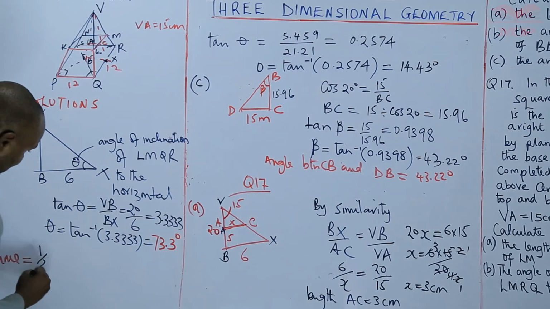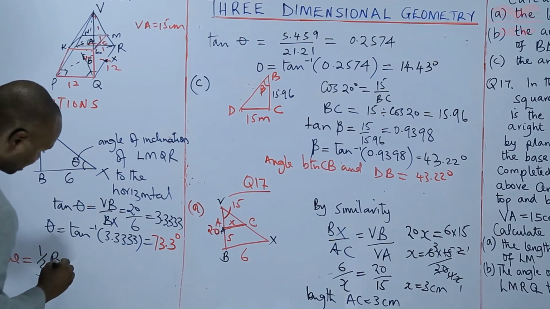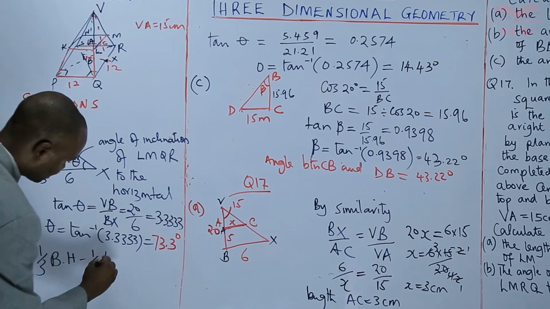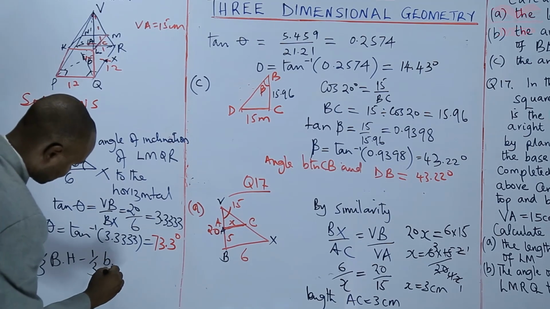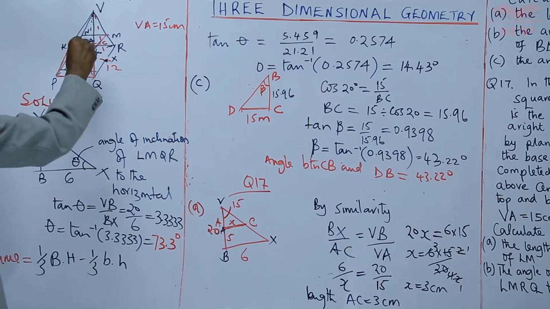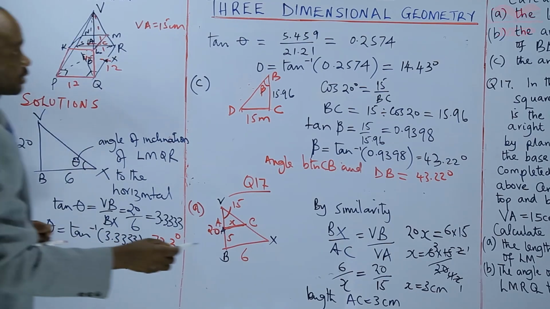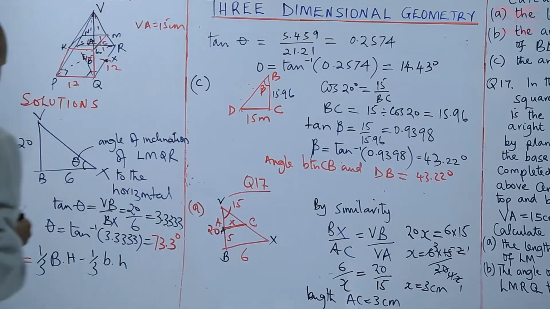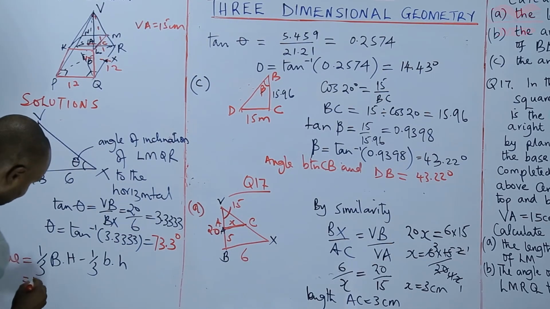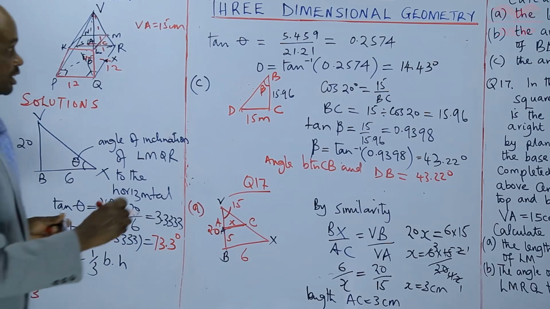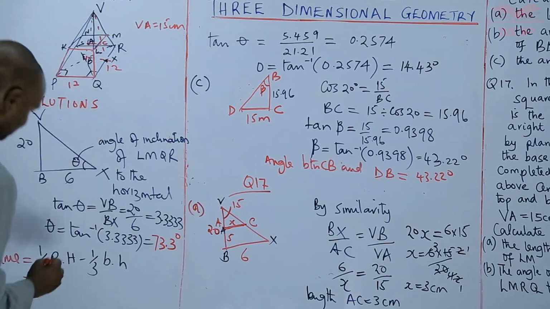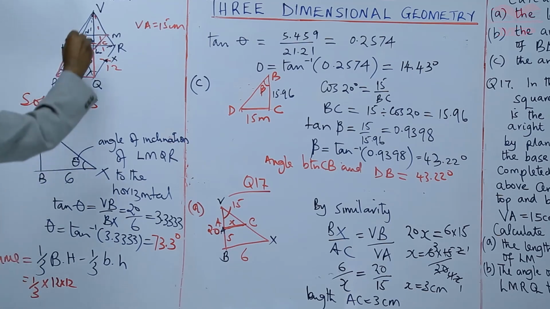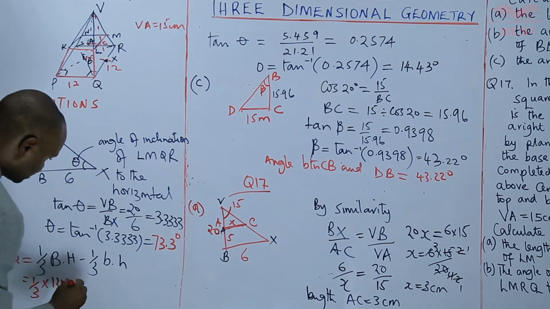So I'll write a third big base area times height, subtract a third small base area times height. So the small height is VA, which was given as 15. So I'll just substitute. A third. The base area of the bigger one is 12 times 12. The complete height is 20.